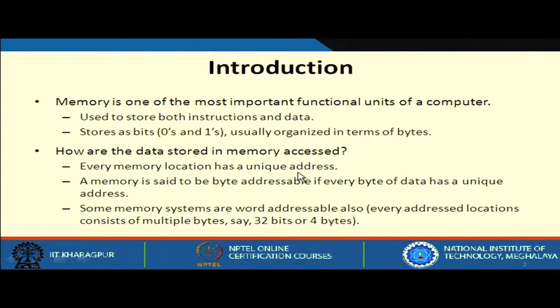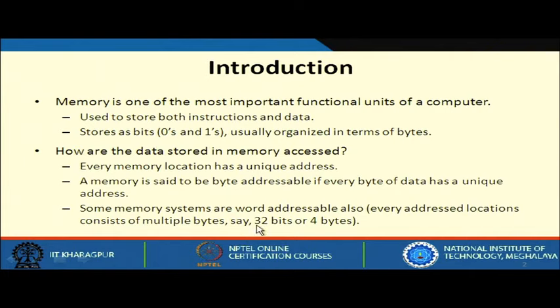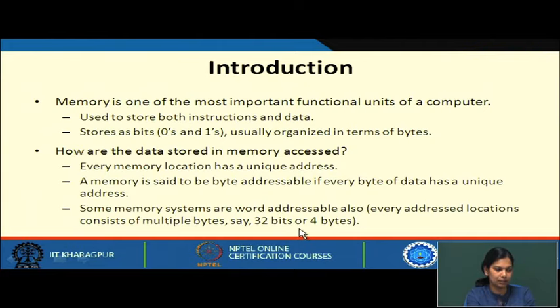Every memory location has a unique address, and a memory is byte addressable. That is, every byte, that is a group of 8 bits, has a unique address. Some memory systems are word addressable, and by word addressable we mean that each location consists of multiple bytes depending on the word size. If one word is 4 bytes, that is 32 bits, then the memory location will change after every 4: 0, 4, 8 and so on. And if every address location consists of 8 bytes, that is 64 bits, then the word length is 64, and in the memory system, the address will be incremented by 8.